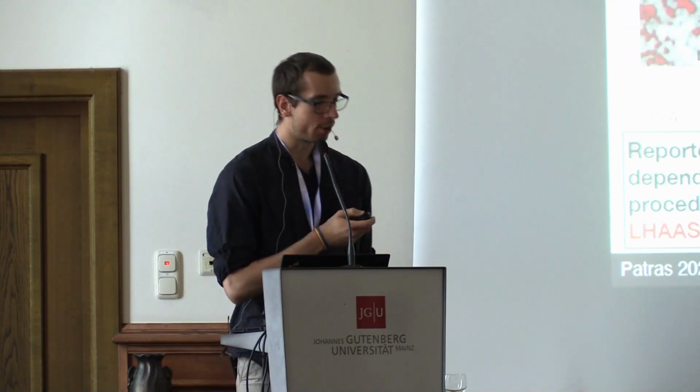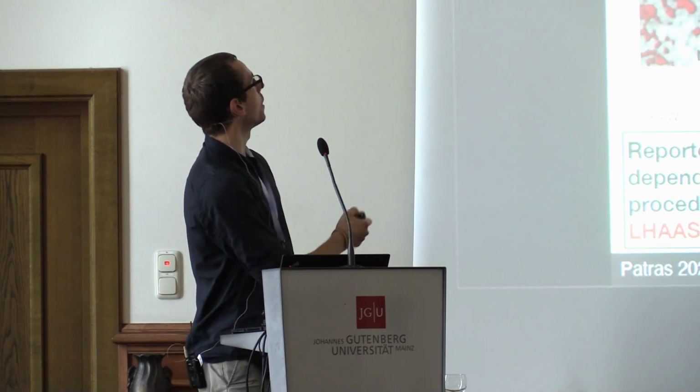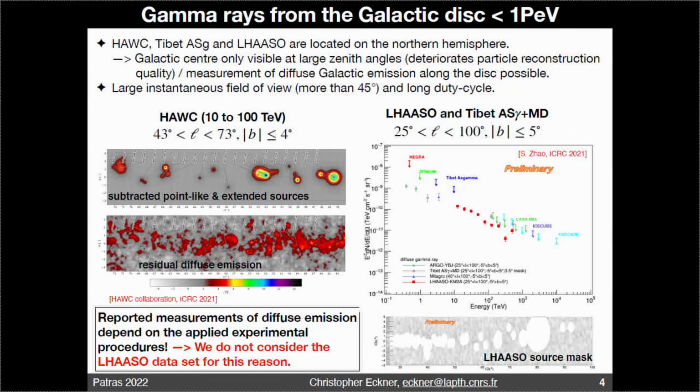Now, what did they measure in the end? I show here 2 plots. On the left-hand side, you see the measurement by HAWC, and on the right, the measurement by Tibet ASγ and LHAASO. This is from the ICRC proceedings, published by LHAASO. In red are the LHAASO points, and the little gray dots are the Tibet measurements. There are 3 points. And how are those data sets prepared?